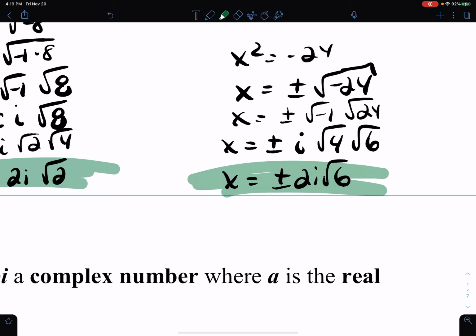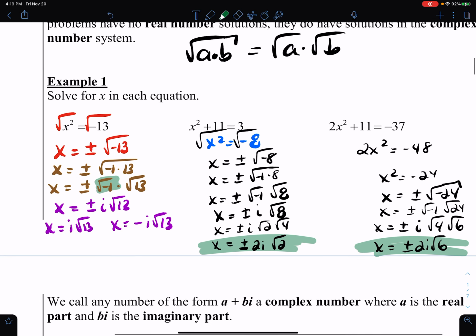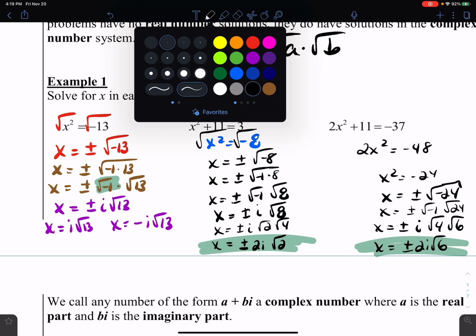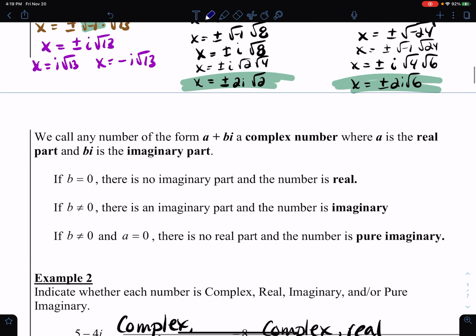So that's just your nuts and bolts of simplifying the radicals that are negative, and really what we're seeing there is we're just taking the -1 away from the problem, turning it into an i, and then simplifying the remaining product. This is now just definitions to help us talk about things.